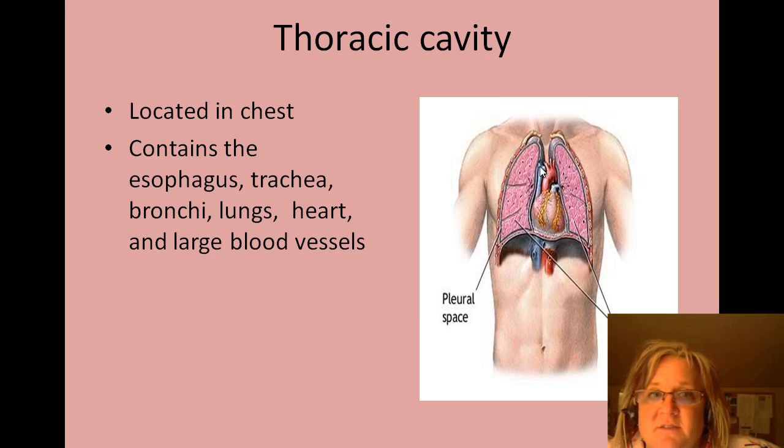The esophagus comes right down here along with your trachea. You have bronchi. Bronchi are in each of your lungs. This is a lung, and this is a lung. This is your heart. See, your heart isn't really over here. The heart is more in the center. And then you have large blood vessels. This is a large blood vessel, and this is a large blood vessel. This is your aorta.